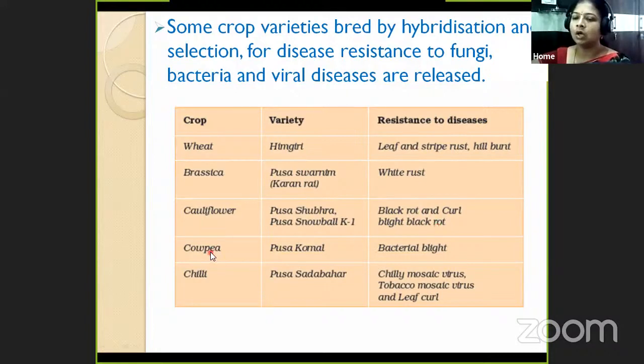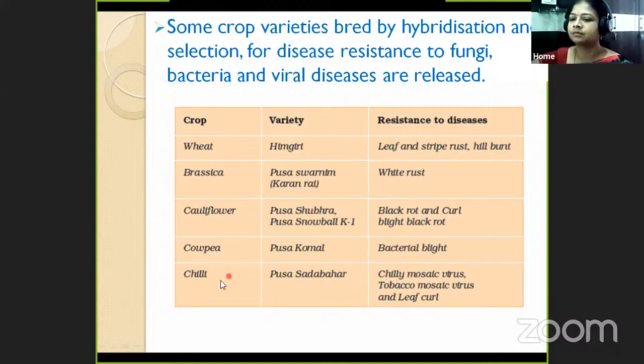Next, coming to cowpea. In this cowpea plant, the new disease-resistant variety is Pusa komal. This Pusa komal variety of cowpea has resistance against bacterial blight disease. So this is a bacterial disease. This Pusa komal cowpea variety has bacterial blight resistance.